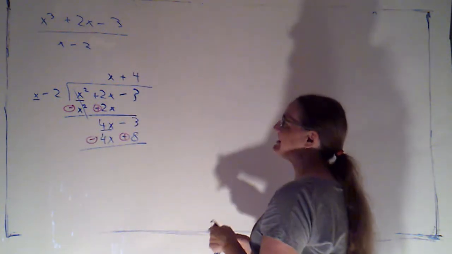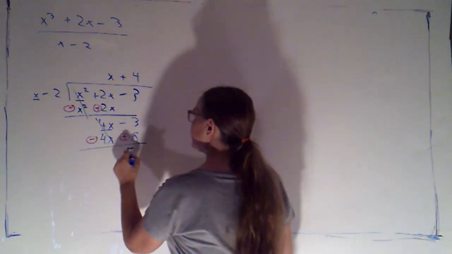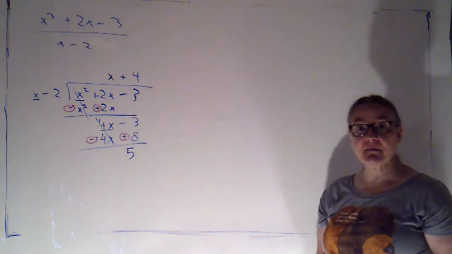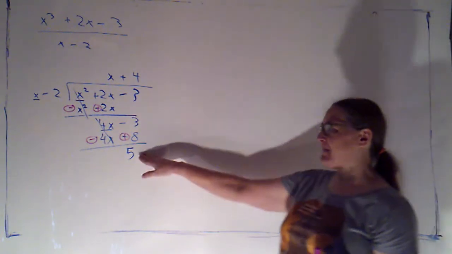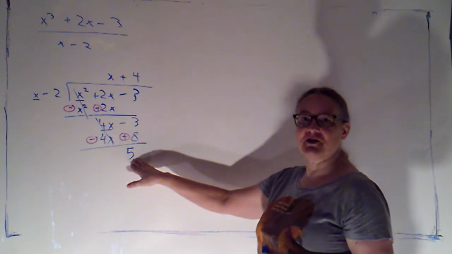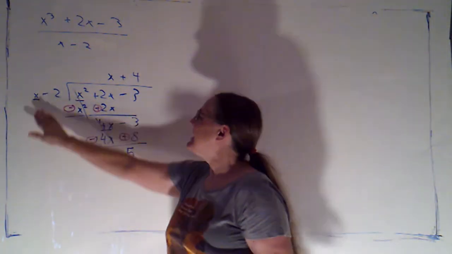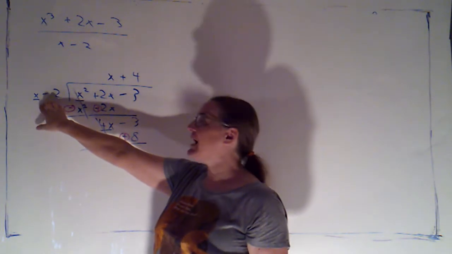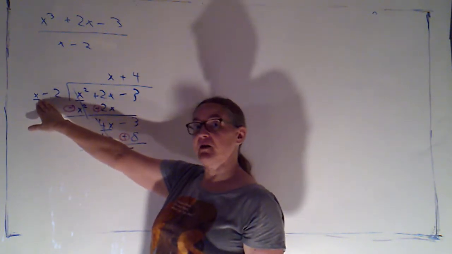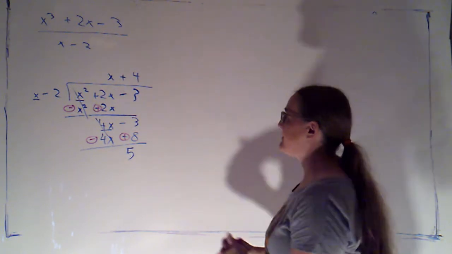So the x's cancel out. Negative 3 plus 8 is 5. That's my remainder. Anytime I get down to a number, that's going to be my remainder because that's going to have degree 0, which will be smaller than anything that had x's in it. Here, because what I was dividing by was linear, it was degree 1, we had to get down to something that was just constant as our remainder.